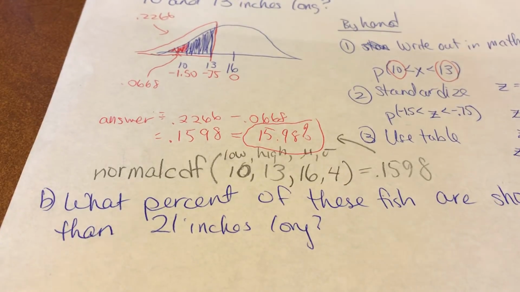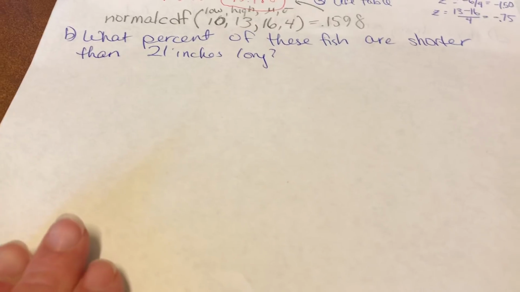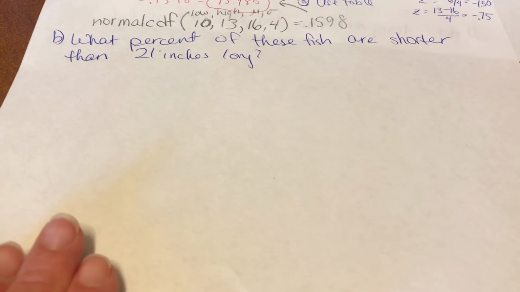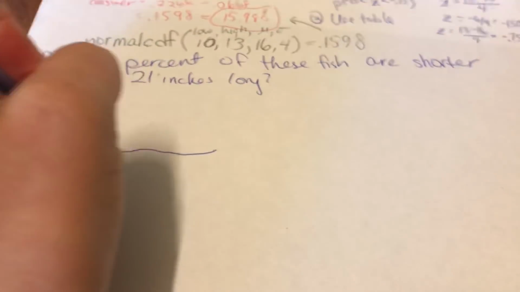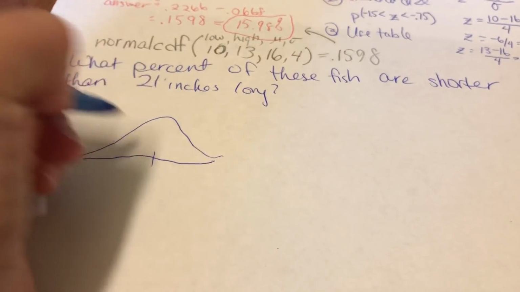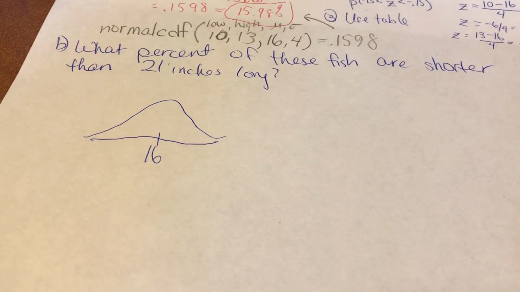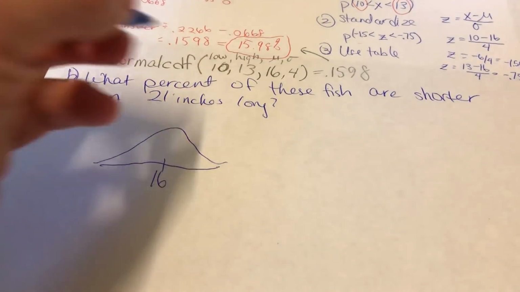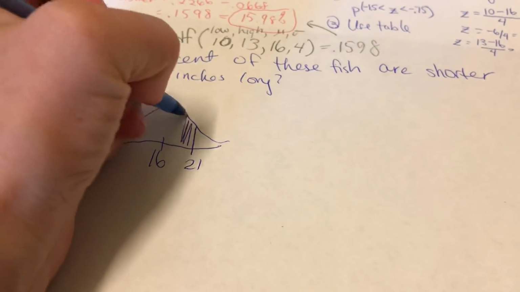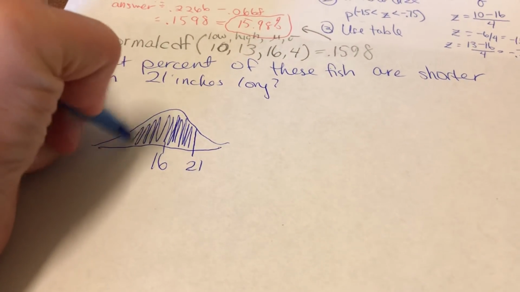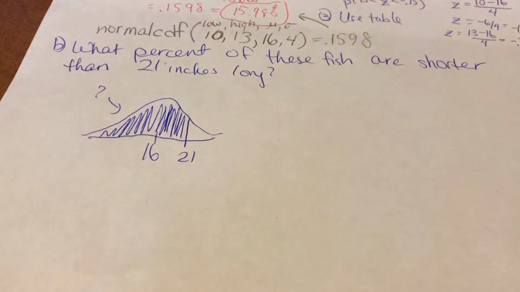So let's do a similar problem and see again how we do these two methods. Part B, what percent of these fish are shorter than 21 inches long? And again, I'm going to start with a picture. I don't care which method we use, I always love a picture. Mean is 16, and I want shorter than 21. Well, 21 is bigger than 16, so it's going to be somewhere over there. And I want shorter, this is the shorter side. So that's what I'm trying to get. I want to know the area of this shaded region.